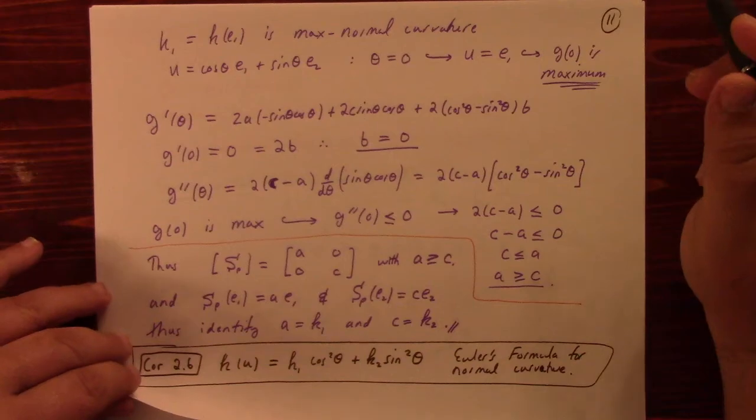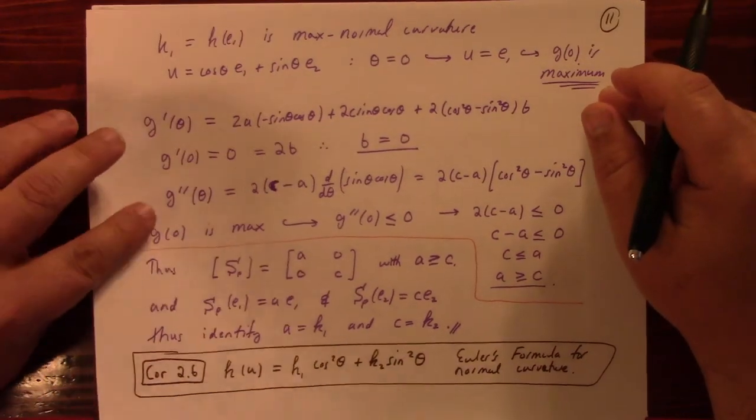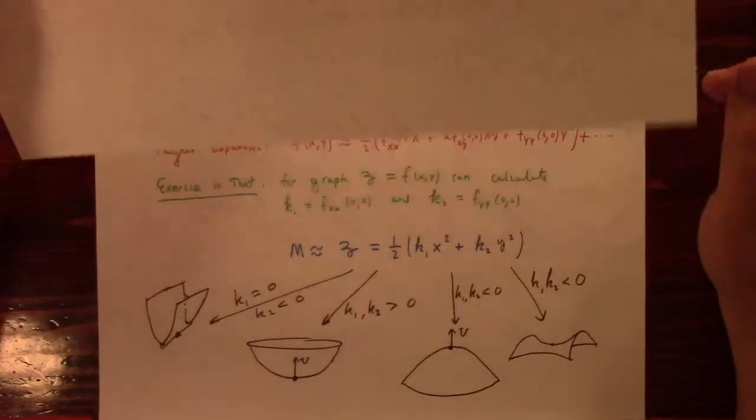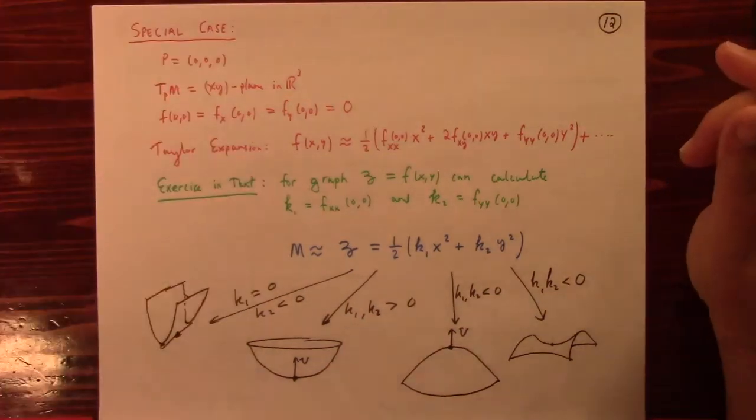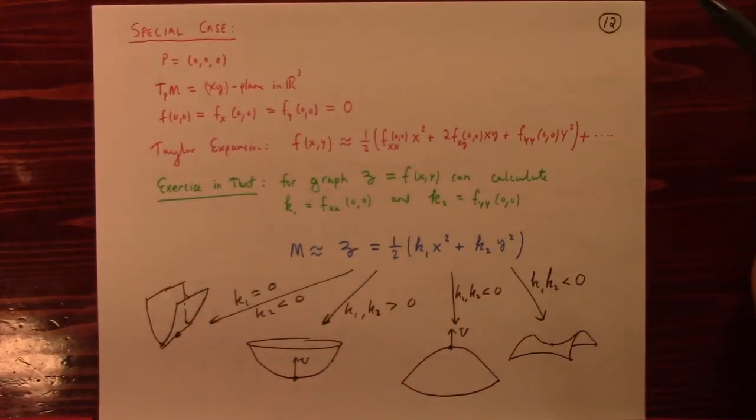Anyway, so there it is. Euler's formula for normal curvature. He also describes, at the end of that section, kind of a special way of thinking about how the normal curvatures relate to the shape of the surface at the point.